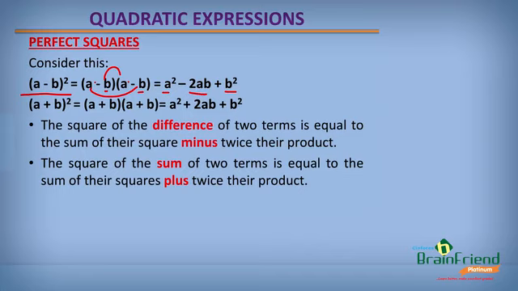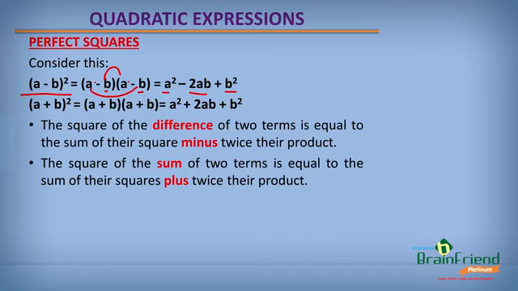But all this is just a long process, because this is a perfect square. When we are dealing with perfect squares, there is a particular pattern which they follow, rather than going through this process of multiplying A by A, minus B, and then finding the sum of the middle term and the outer terms. So we are going to be dealing with how to expand perfect squares.